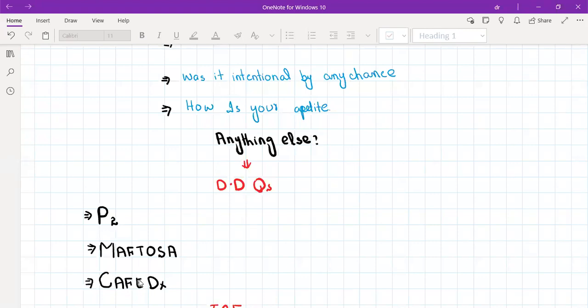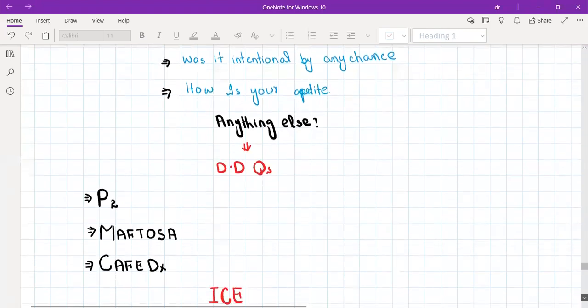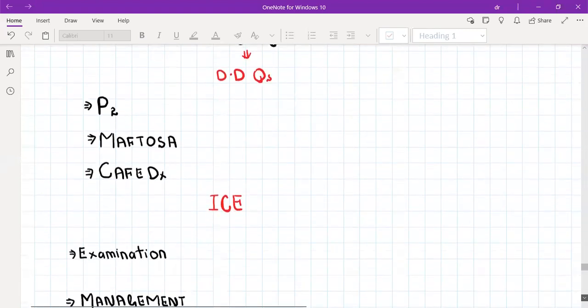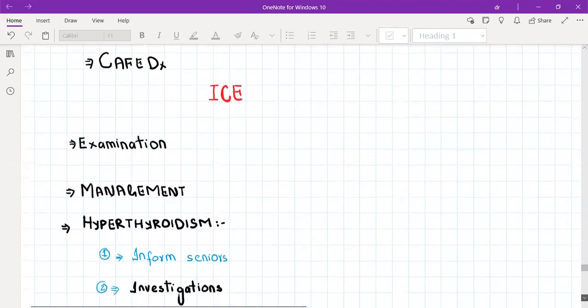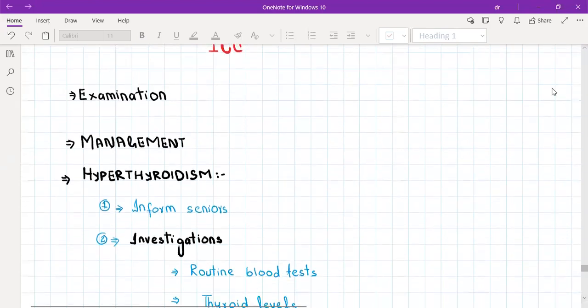So for HIV, you will ask the question here: are you sexually active? Do you have a stable partner? Do you practice safe sex? And do you use, by any chance, any recreational drugs, and do you share needles? This part of the history you will ask here.